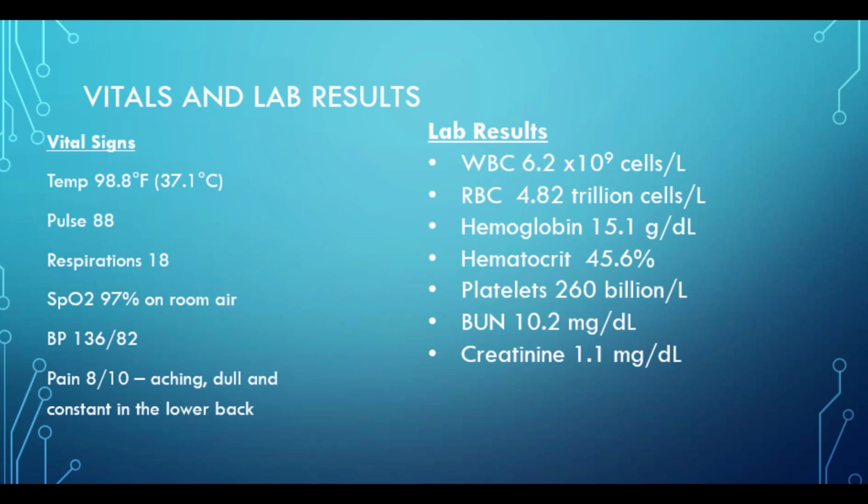White blood cells 6.2, red blood cells 4.82, hemoglobin 15.1, hematocrit 45.6%, platelets 260, BUN 10.2, creatinine 1.1.